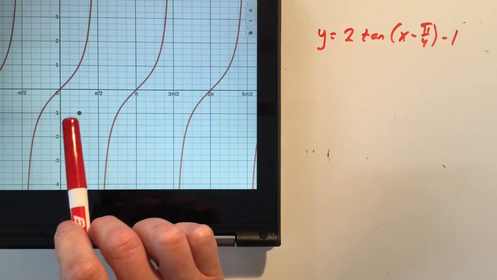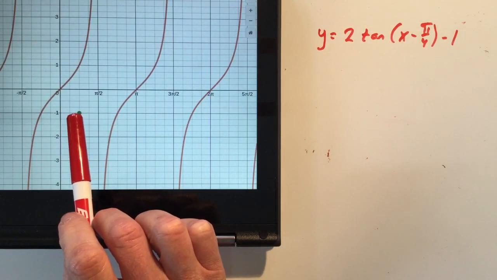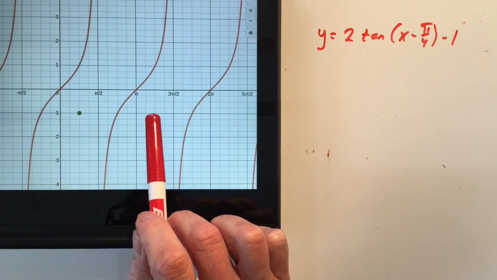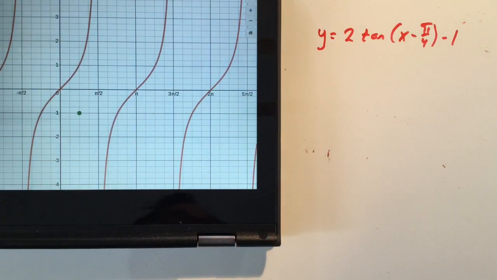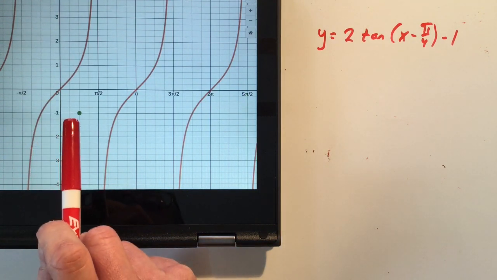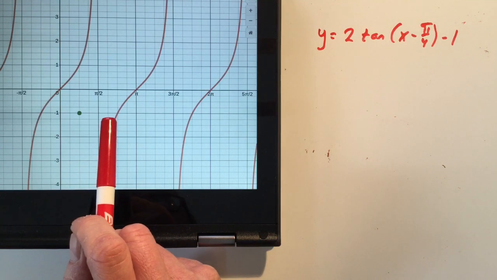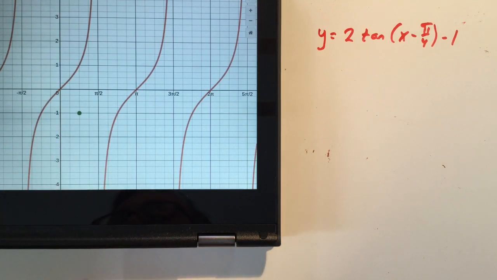You could go exactly pi later from this point of inflection to create another point of inflection and then create an asymptote exactly in the middle of those. Or you could say, since the period is pi, I know that I have to go pi halves to the right of that point of inflection to create an asymptote, which is going to look like this. And then if I go pi halves to the left of that point, I'll create the other asymptote, which is going to look like that.